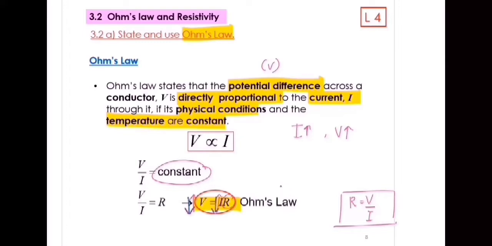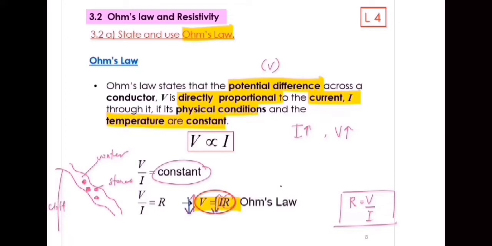One analogy that can be used is, for example, we have a cliff and a river flowing. If the cliff is more steep, the water would flow faster, so the water current would be higher. So this is the cliff, and this is the water. And we have stones or obstacles in the river.